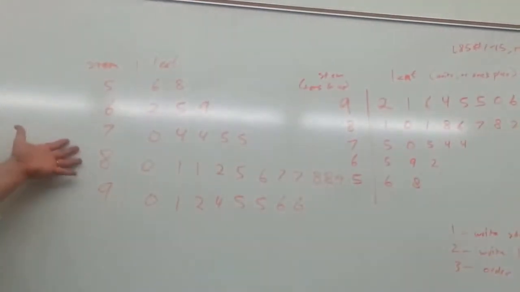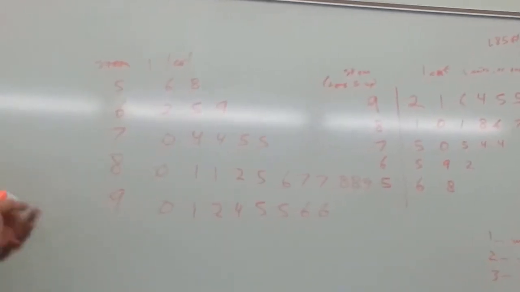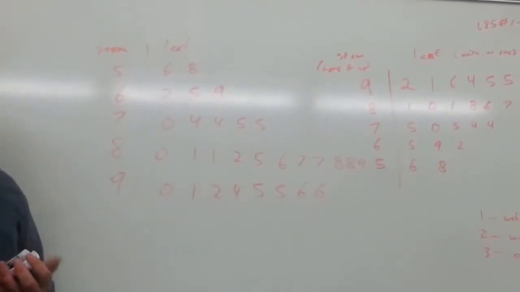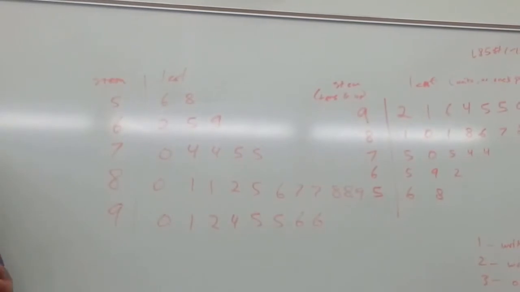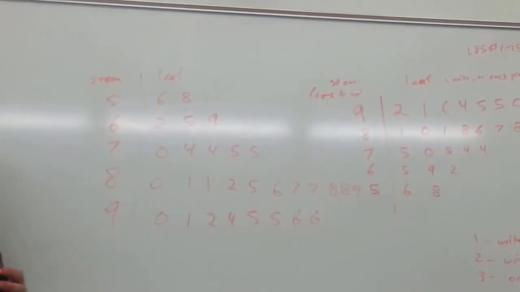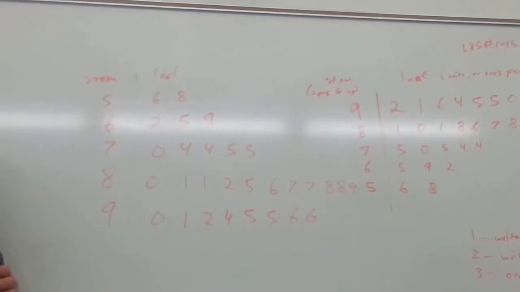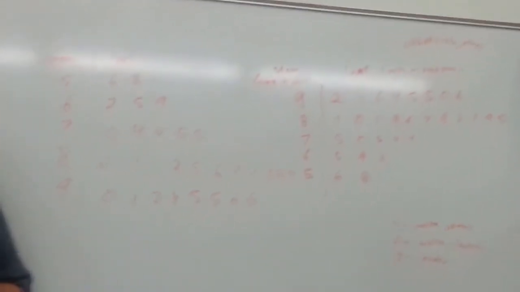So we have now constructed a stem and leaf plot. And what can you tell from this that was not obvious when you just looked at a bunch of numbers? What was the question? How well did most people do on the test? Let's assume that these are test scores. How well did most people do?